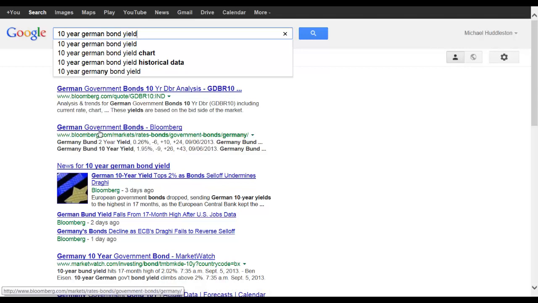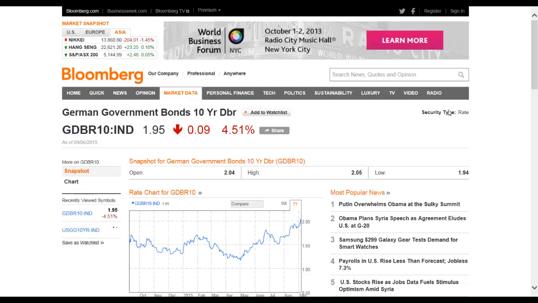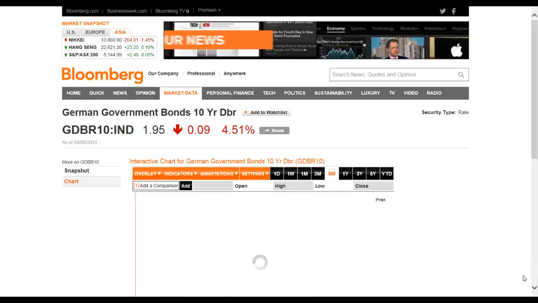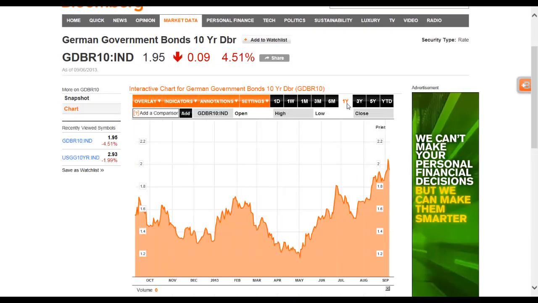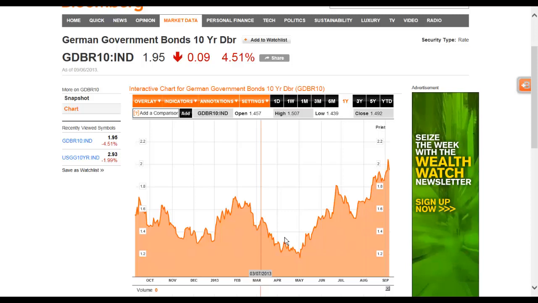Go to German government bonds, and then here it is right here. When you see GDBR10, that's the one we're looking for. All I'm doing is opening that up so that I can cut and paste the symbol. If you want to have an individual chart like this, obviously you can do that. You can see now we have this chart. Now this is showing the 10-year rate of the German bond yield.